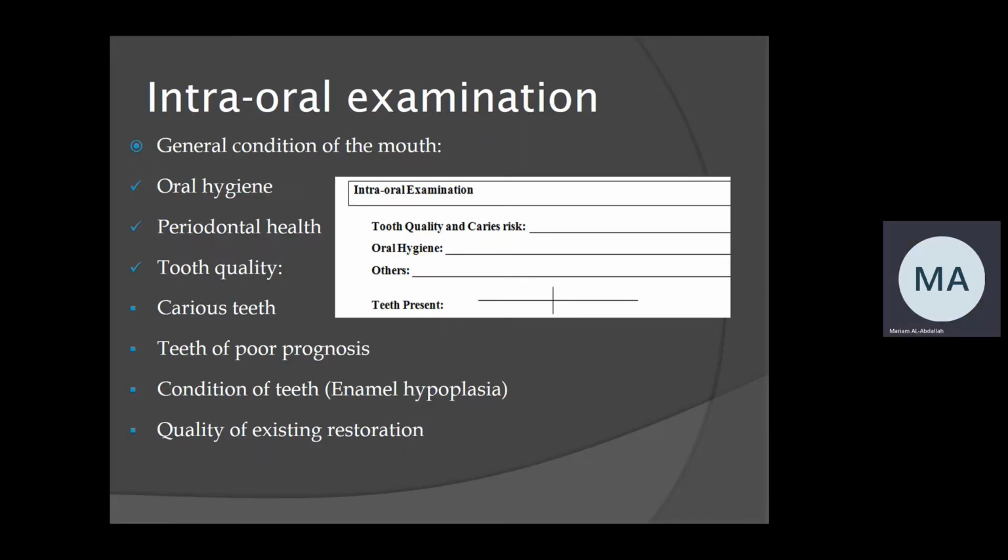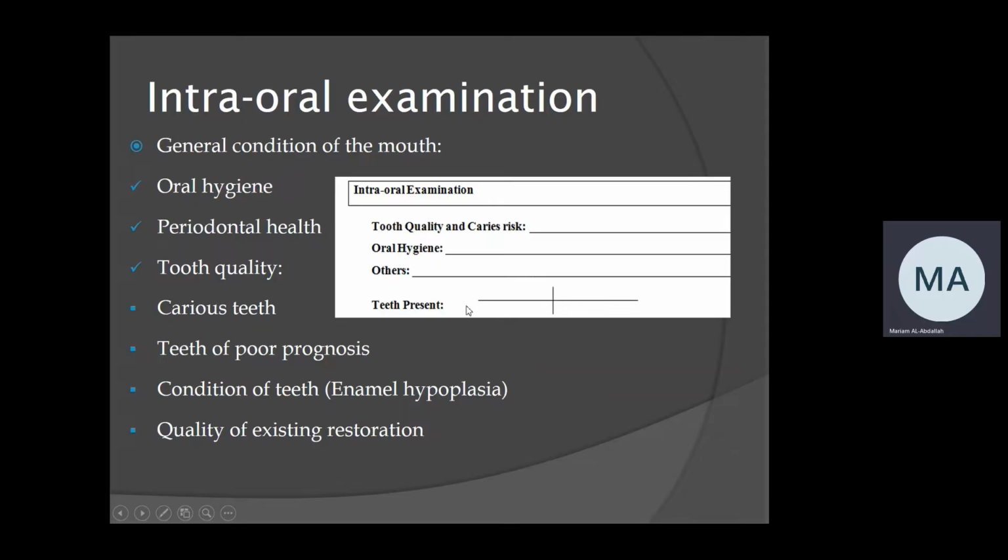So after examining the general condition, periodontium, and tooth quality, this has to be documented in your assessment form, and this is how it looks. For tooth quality and caries check, you have to write what you saw inside the patient's mouth. Oral hygiene in general: fair, poor, good. Others are related to, for example, gingival recession, pocketing, and then teeth present.